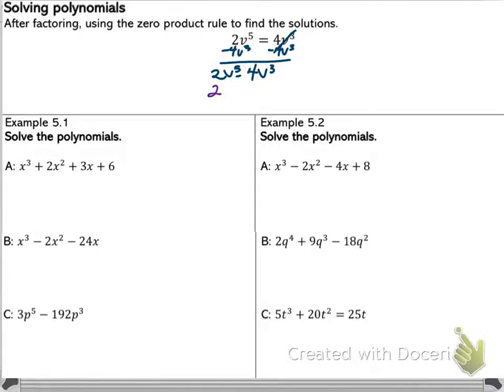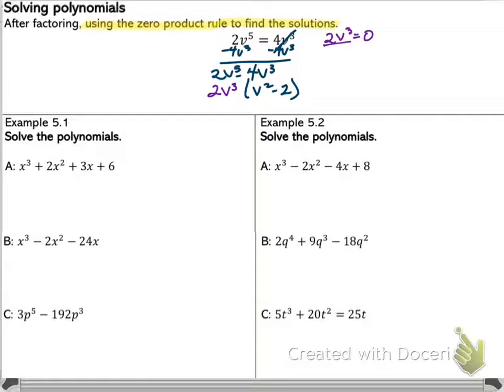Again, I could say equals 0, but it doesn't matter. I need to factor out my GCF, which is 2v cubed. That'll give me v squared minus 2. From here, I need to use the zero product rule, which is take each piece and set it equal to 0. So my 2v cubed is going to be set equal to 0, and so is my other piece, but I'm going to do it in a second.